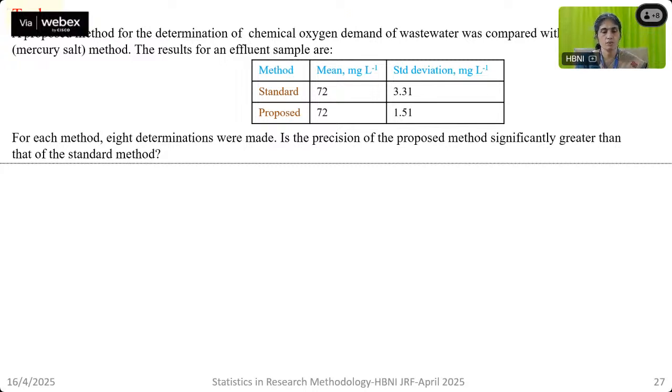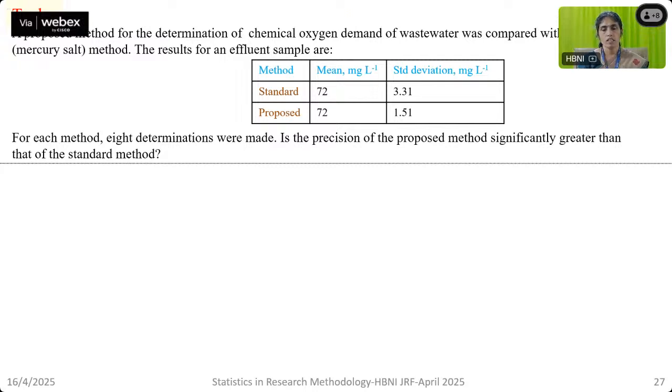This exercise is to see whether one person is proposing a new method for the determination of one parameter, chemical oxygen demand of water. And he has data from a standard method already reported in the literature, and the standard deviation for that standard method also. And the proposed method also is showing the same value. The mean values are the same for both the standard as well as the proposed method.